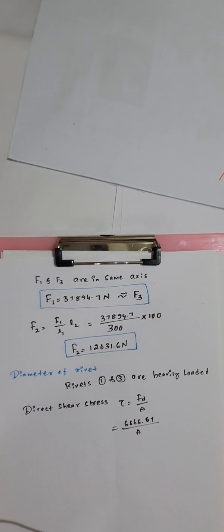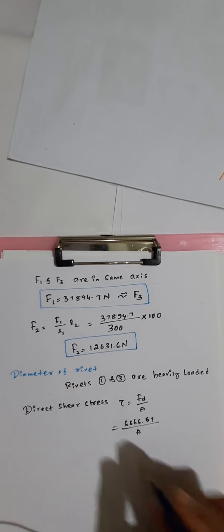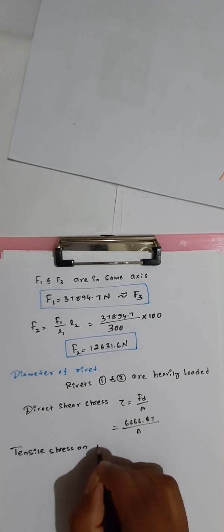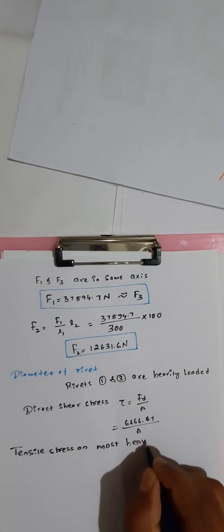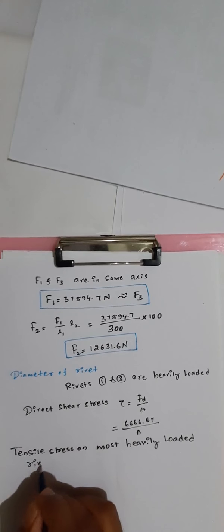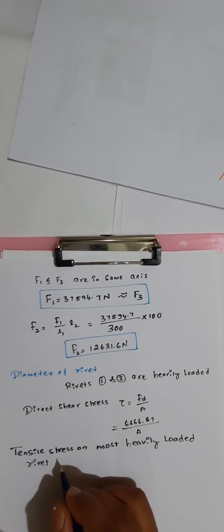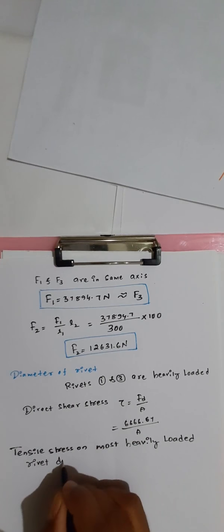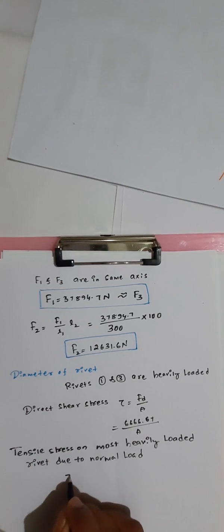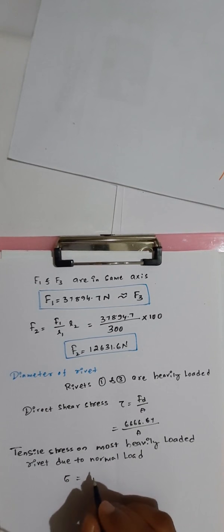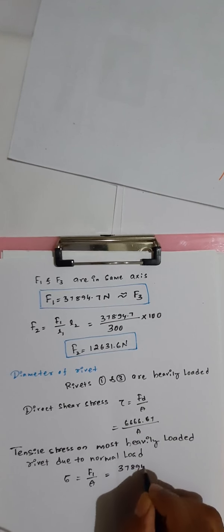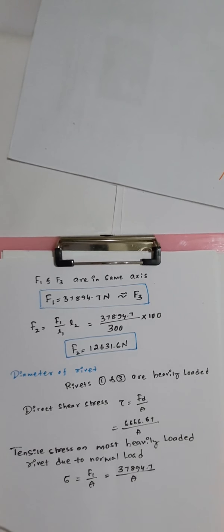Next, the tensile stress on the most heavily loaded rivet due to normal load, that is sigma is equal to F1 divided by A. If you substitute that value, we know the value of F1, 37,894.7 divided by area, as it is.